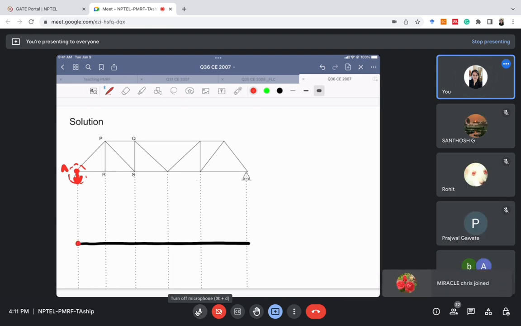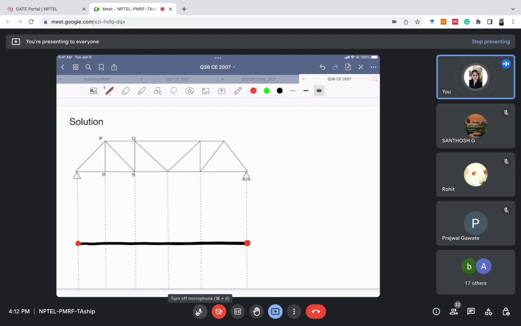Similarly, let's check this support also. When we apply the unit load at this support, this support will entirely take all the load and there will be zero force in member PS. So these two points are clear. Now we will check for other points.